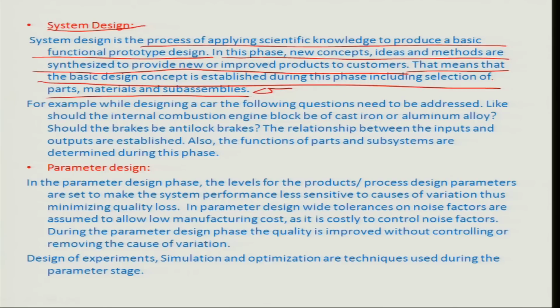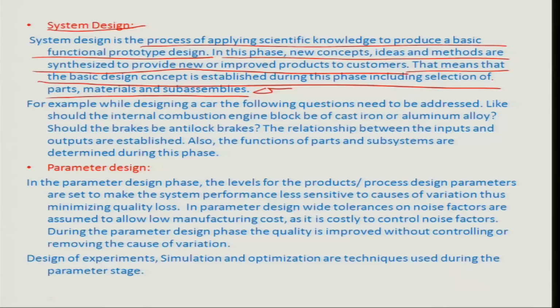For example, the following questions related to an automotive assembly can be addressed at the system design level: should the internal combustion engine be made out of aluminum or cast iron, should the brakes have the additional safety of an anti-lock braking system. These kinds of basic questions related to the materials or sub-assemblies used in the design have to be addressed at this system design level. The relationship between the inputs and the outputs would be established this way, and the functions of the parts and subsystems are also determined during this phase, once the system design level questions are addressed in the quality planning. So the next stage is the parameter design.